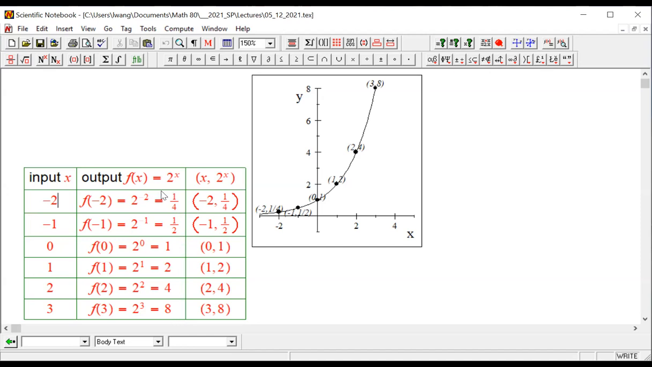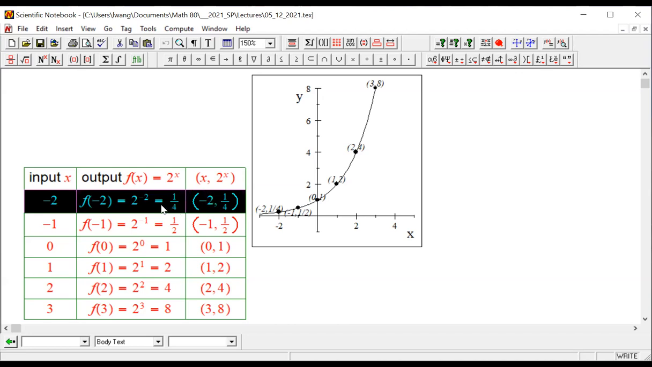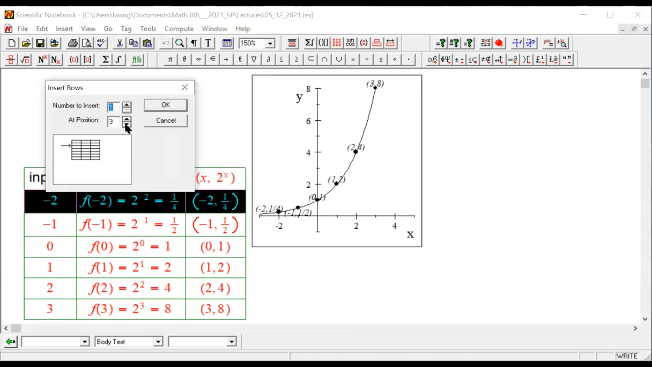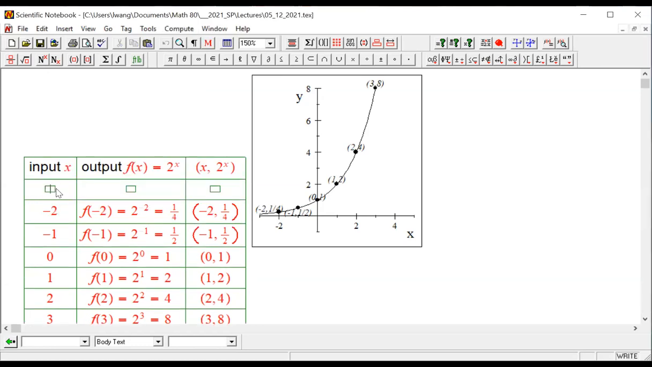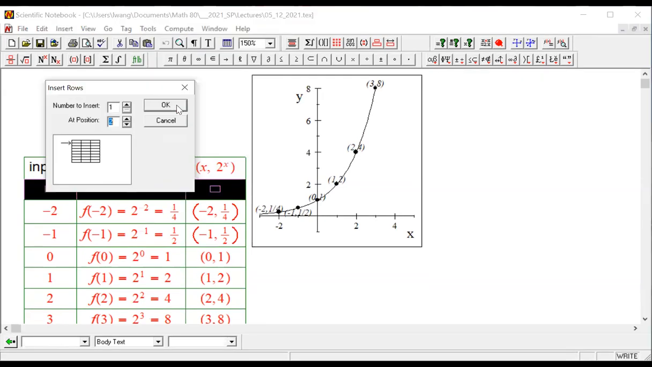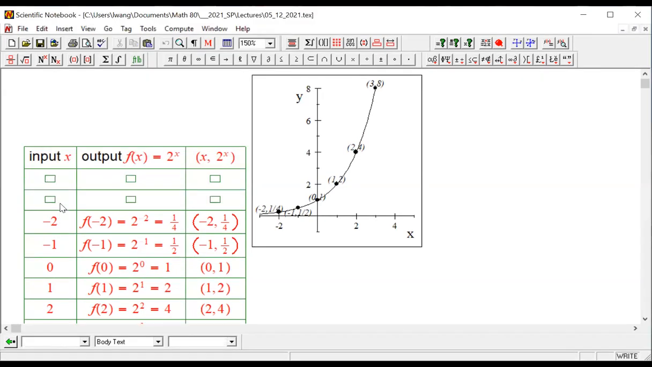All 6 outputs are positive. Let me say it again. All 6 outputs are positive. Okay, can we imagine some more negative numbers? Say negative 10, right? Negative 1000. What will that cost, right?